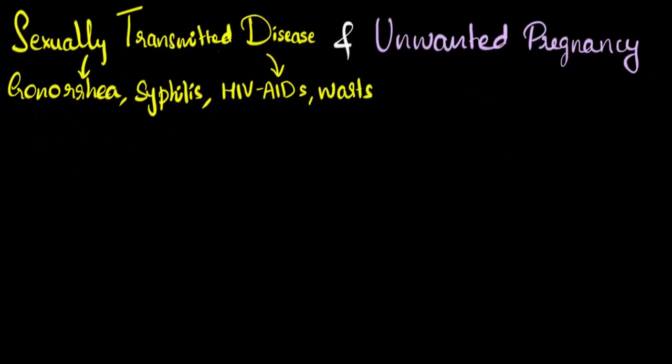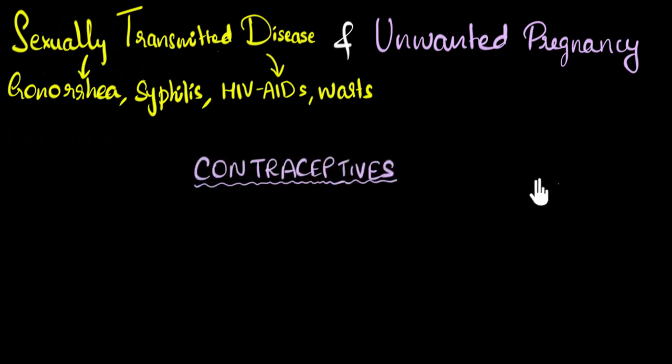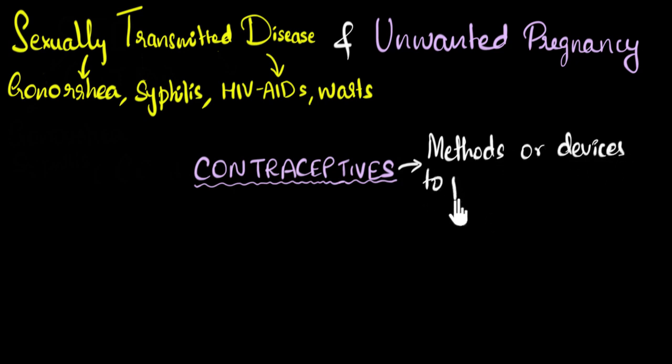All right, so now let's talk about how we prevent them. Well, we can prevent them by using what we call contraceptives. So what exactly are contraceptives? Well, contraceptives, in short, can be thought of as methods or devices to prevent pregnancy. So contraceptives are mostly thought of in terms of unwanted pregnancy, right? So these are the things that we do to prevent pregnancy.